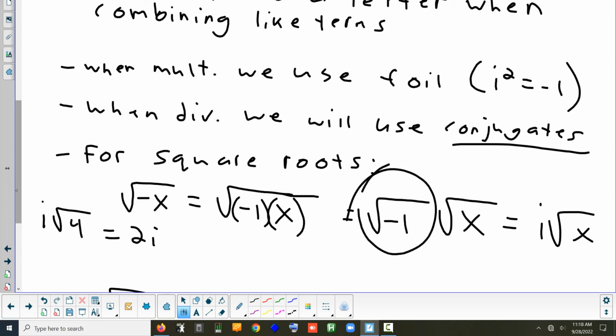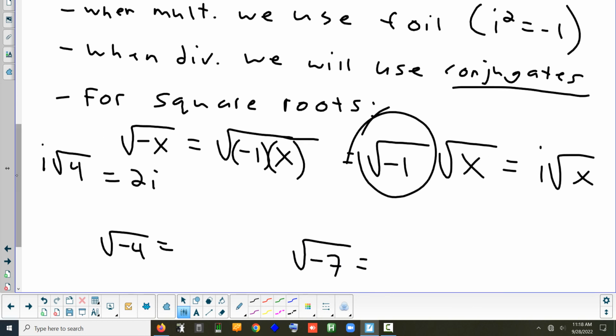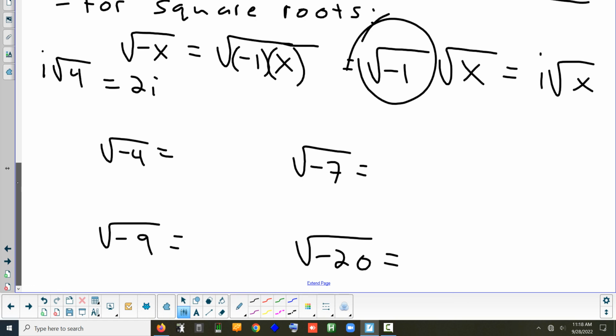Alright, and the i before square root of 4 means that it's equal to the square root of -4. Yeah, the square root of -4 would be 2i. We're gonna go through some right now. What if it was a square root of something that doesn't completely get rid of the square root sign? Like the square root of -7? Like the square root of -20? Yeah, we're gonna do it.